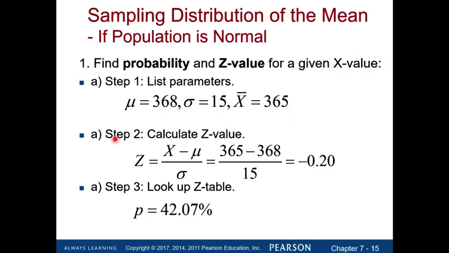The second step is to calculate the Z value. To get the Z value, we simply plug the three numbers into the formula and get a Z value of negative 0.2. Once you have the Z value, you look up the Z table and find the corresponding probability, the p-value, which gives you 42%. So that's question A, which used knowledge from the previous chapter.